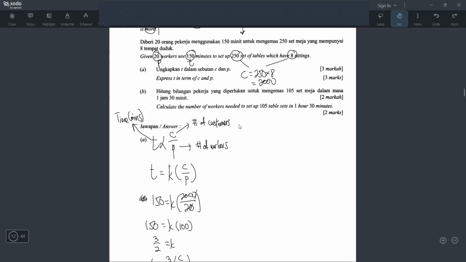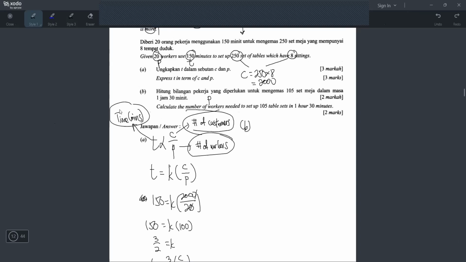Now let's do B. B wants you to calculate the number of workers, which is P. Can you see how helpful it is if I write all this down? If I don't write this, it becomes so confusing because we don't know what is C, what is P, what is T. That's why I write it beside here. So calculating the number of workers means I'm finding P. Needed to set up 150 table sets in 1 hour 30 minutes. I think this is trying to tell you the customers.